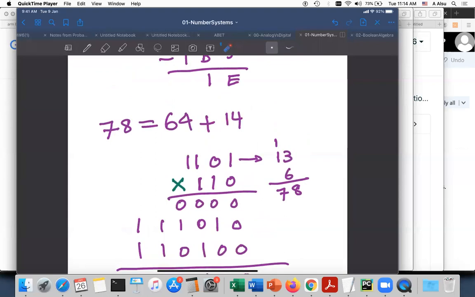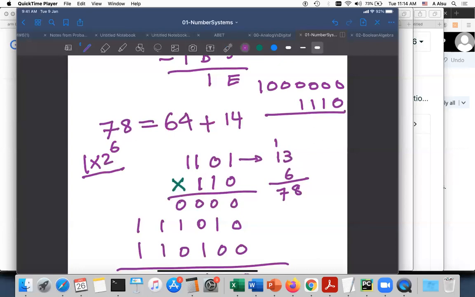Also, according to the properties that we learned, I should know this immediately. 64 is a perfect power of 2. So it's 1 times 2 to the 6. So it is 1 followed by 6 zeros. And 14 is 3 ones followed by a 0. You just add these up. So this is going to be 1 0 0 1 1 1 0.